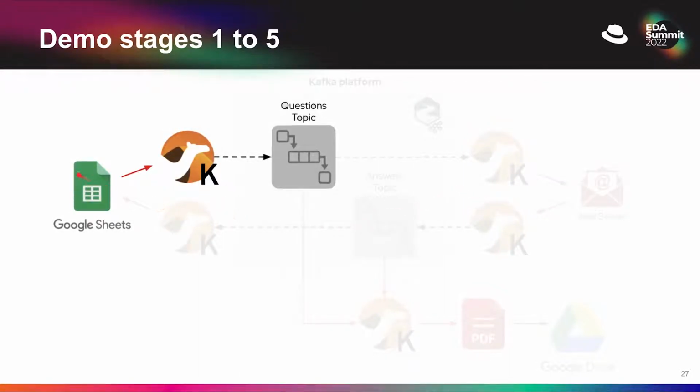So stage 1, we want to fetch the rows from the Google Sheets and push them to a topic called questions into the Kafka platform. Now this bit is easy. We can select a Camelot from the catalog and then do a Camelot binding and define it. So let's see how that is done.